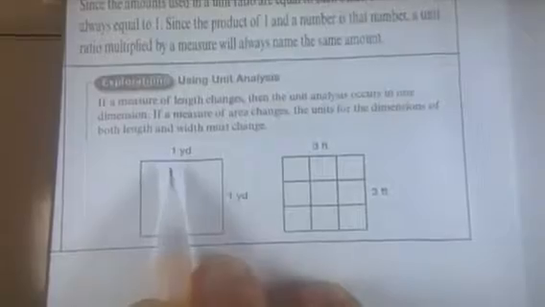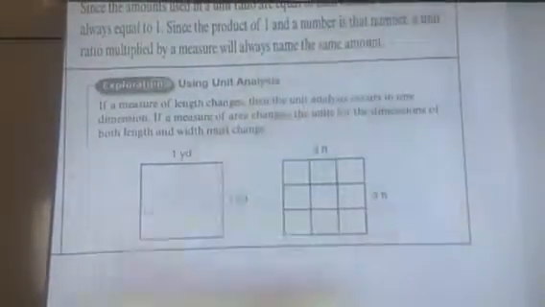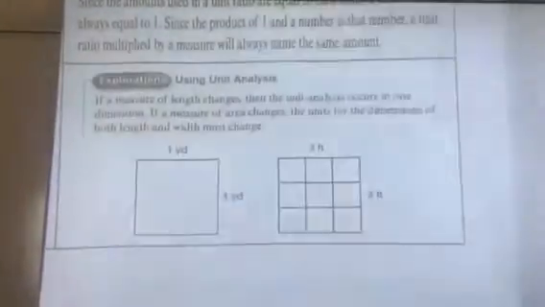But if the measure of the area changes, the units for the dimensions of both the length and the width change. So basically, if I'm going from yards to feet, I have to convert both the length and the width. So that means two different pieces of unit analysis. In the same way, if I'm converting volume, I have to convert the length, the width, and the height. So let me show you what I mean by that.